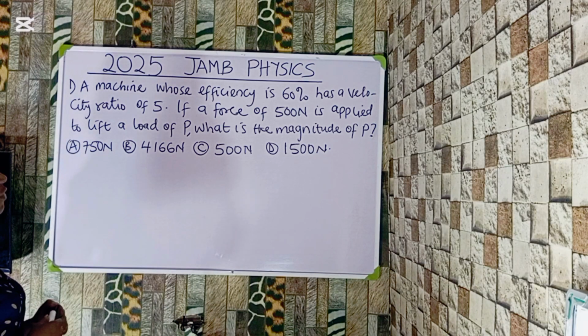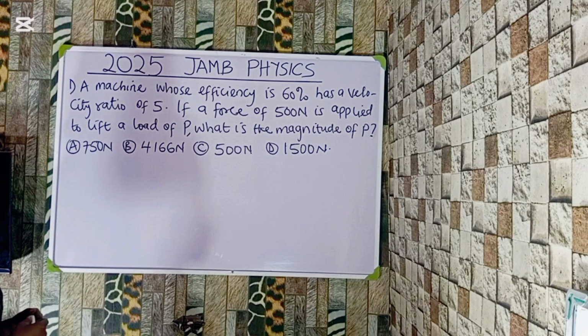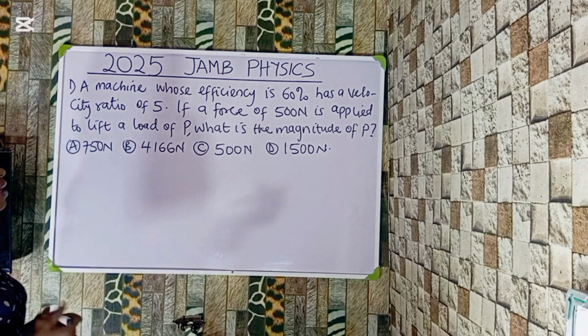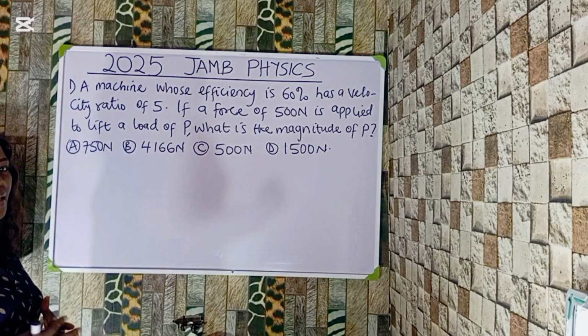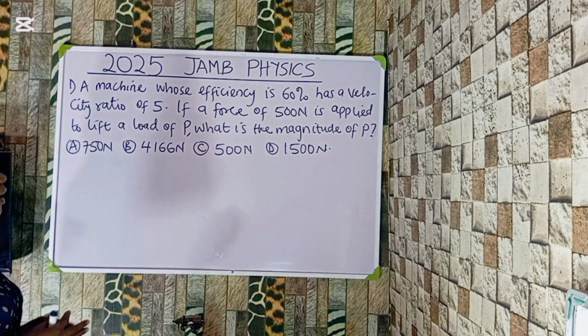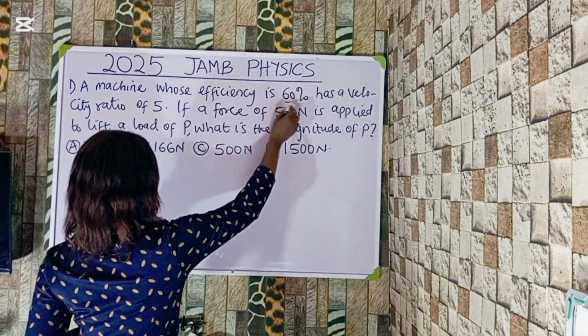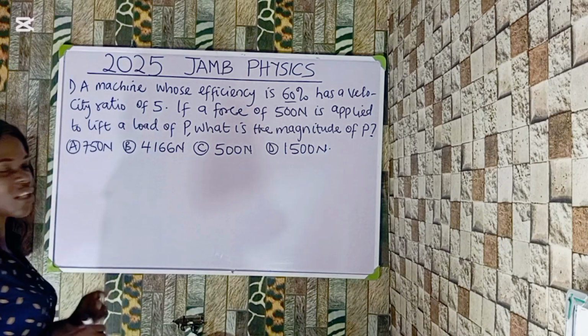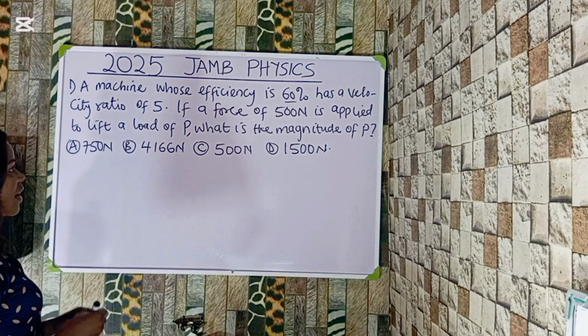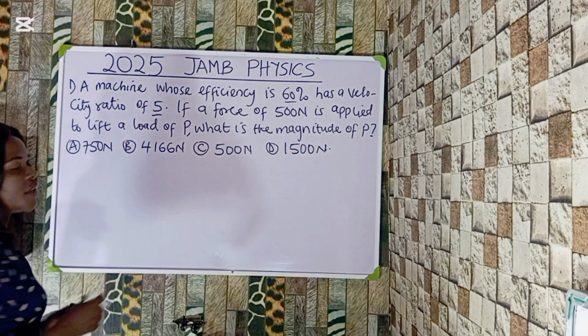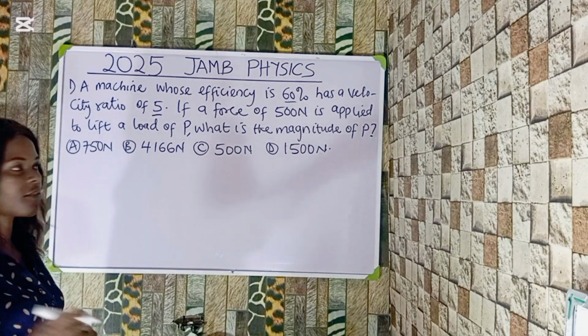A machine whose efficiency is 60% has a velocity ratio of 5. If a force of 500 Newton is applied to lift a load of P, what is the magnitude of P? Now, in this question, one thing that will come to our mind is the parameters given. We are given the efficiency to be 60%. This particular machine has a velocity ratio of 5, so we should take note of that.